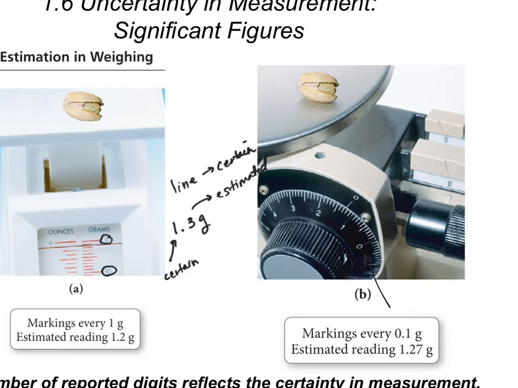What are the little lines in between those? What decimal place are they indicating for us? The tenths place, right? So now we have certainty with respect to the ones place. We also have certainty with respect to the tenths place, okay?